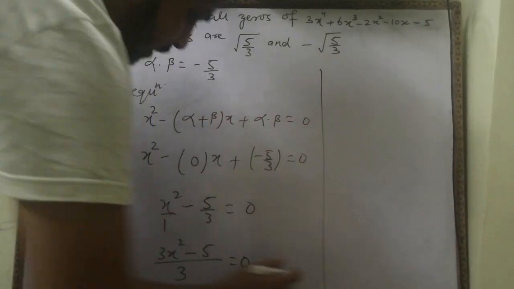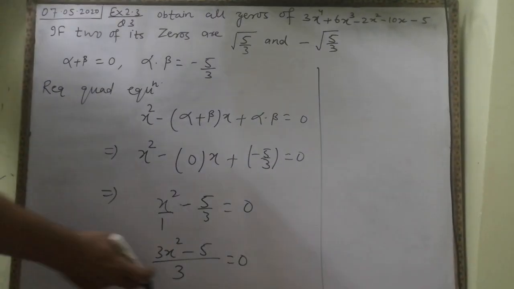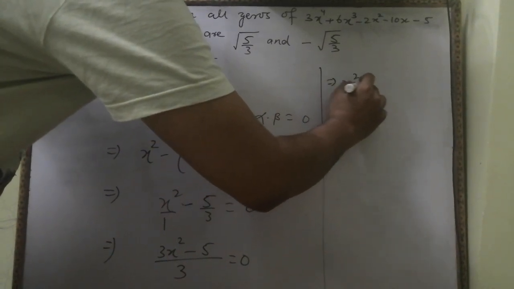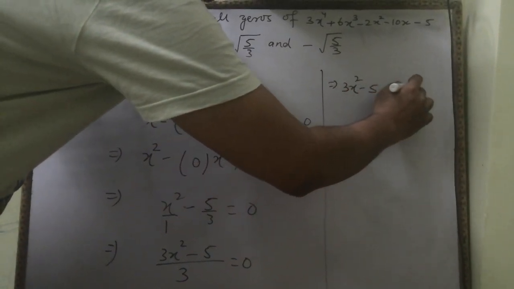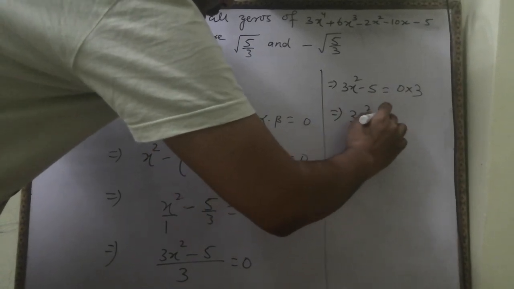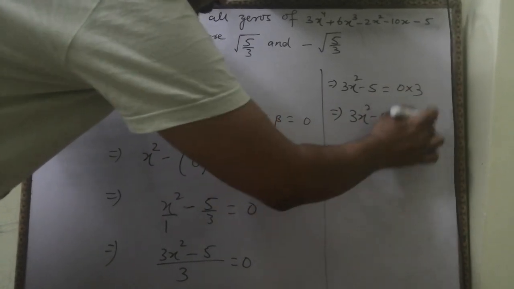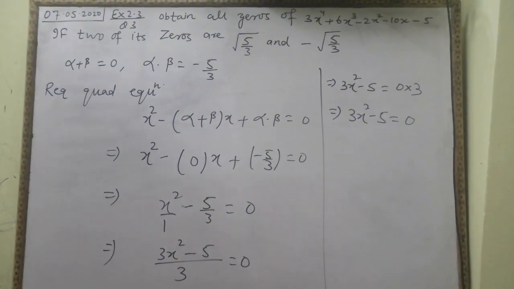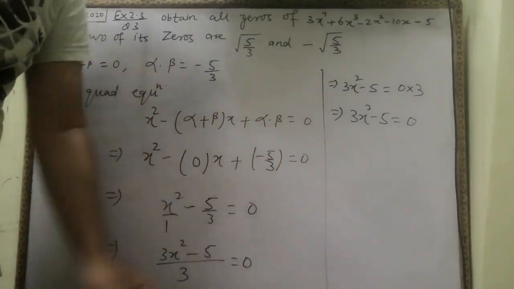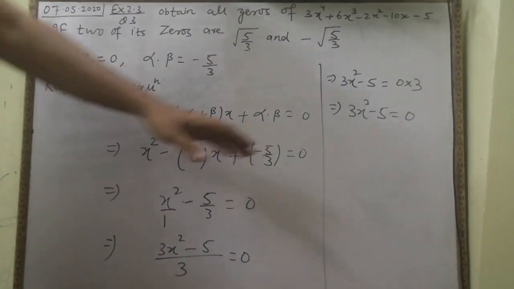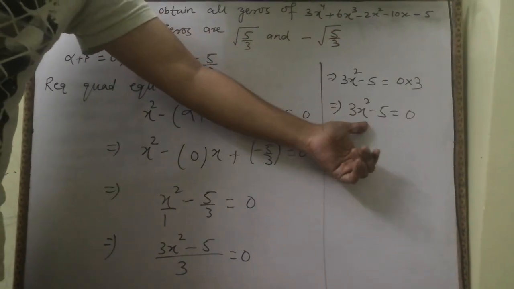Now cross multiply, then it is 3x square minus 5 is equal to 0 into 3. Now the equation will be 3x square minus 5 equals 0, since 0 into 3 is 0. Now we have found the equation. With this equation we will find the zeros of the given polynomial by dividing the given polynomial by this polynomial.